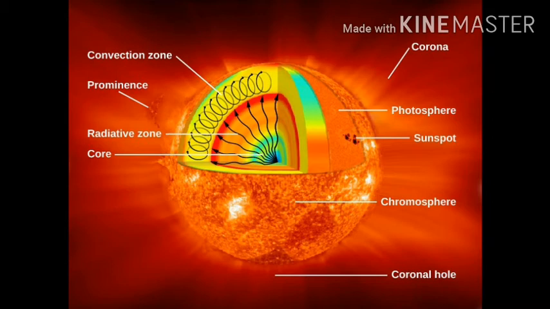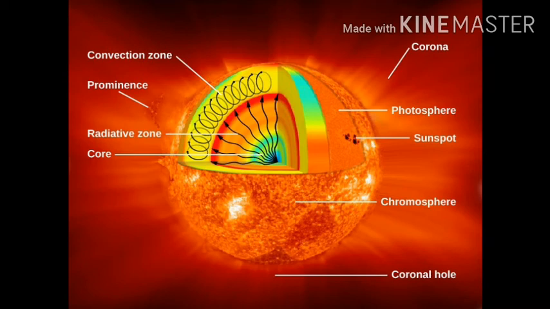What is there in the core of the sun? Hydrogen and helium are the main gases present in the core of the sun. And the surface temperature of the sun is about 6000 degrees Celsius. Can you imagine that? 6000 degrees Celsius.